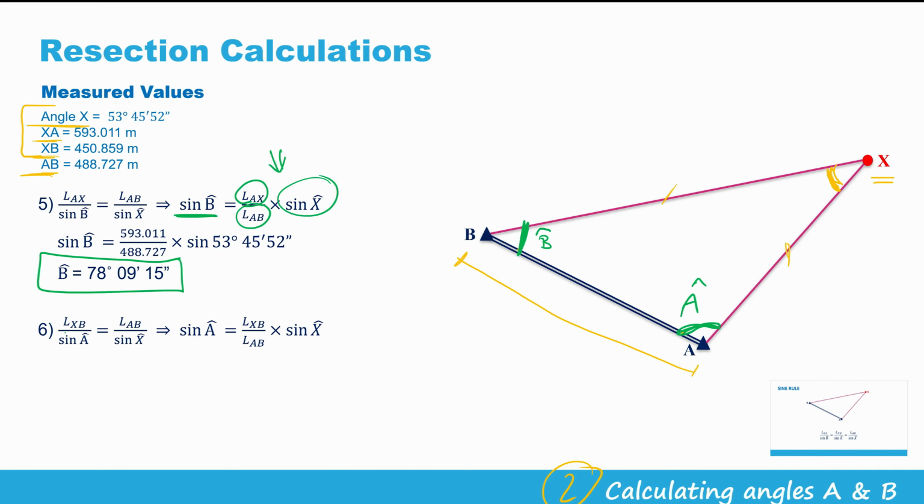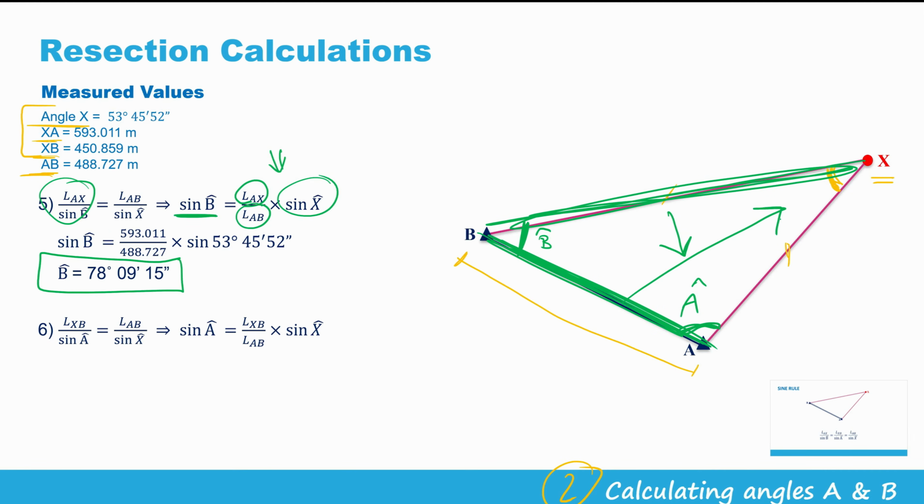Using the sine rule, now we will use XB instead of XA here. The length of XB divided by sine A should be equal to the length of AB divided by sine X. Always the length of any line divided by the sine of the angle opposite to it. This is to make it easier for you. And from here we can get sine A, which is the length of XB divided by the length of AB times sine X.